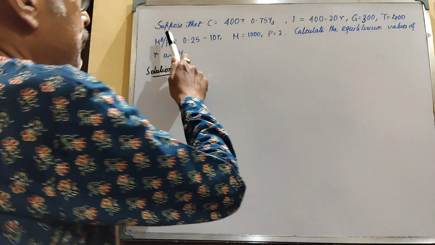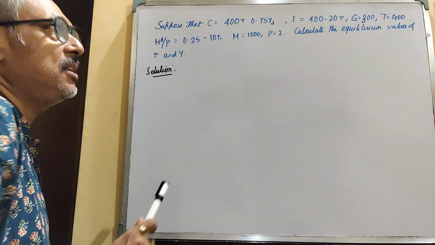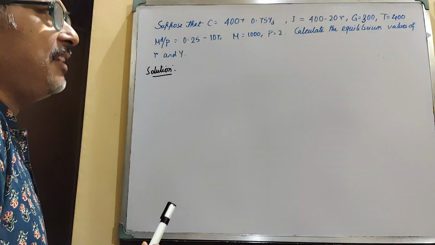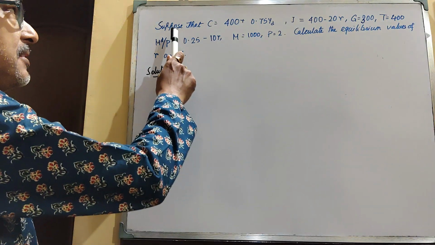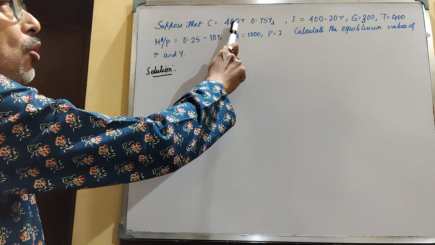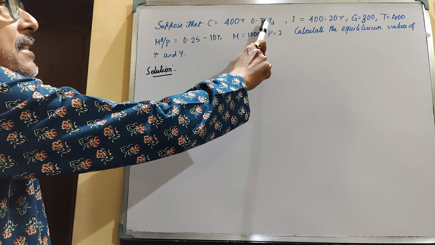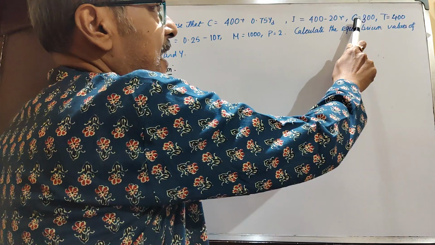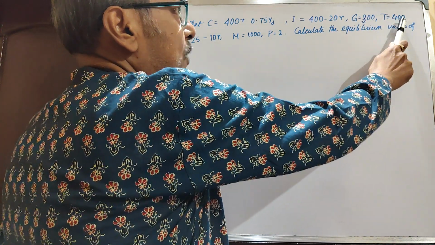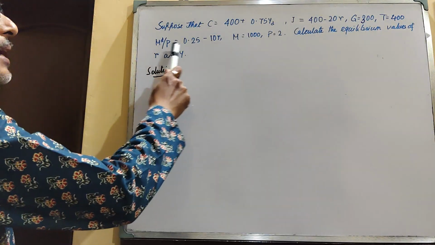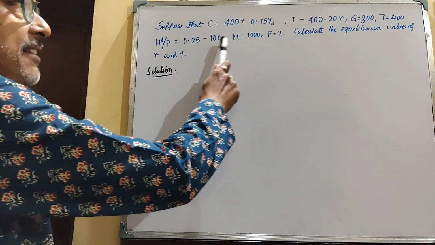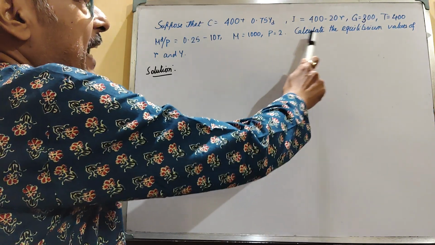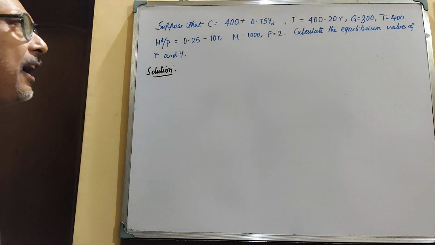Hello, in this video we want to solve this question. This question is from the topic IS-LM model of macroeconomics. Suppose that C equals 400 plus 0.75 YD, I equals 400 minus 20r, G equals 300, T equals 400, M by P demand is 0.25Y minus 10r, M equals 1000, P equals 2. Calculate the equilibrium values of r and Y.